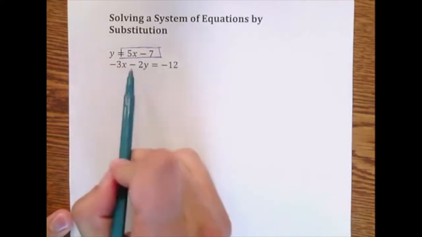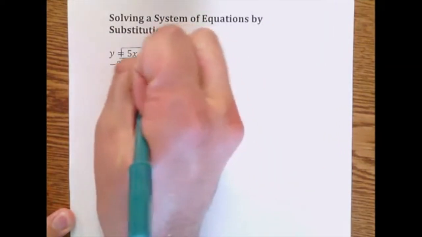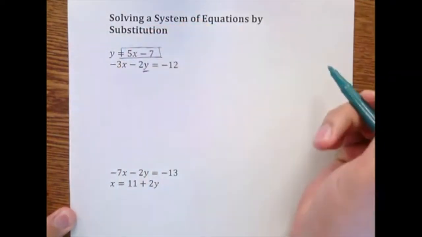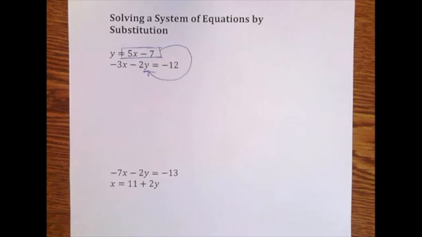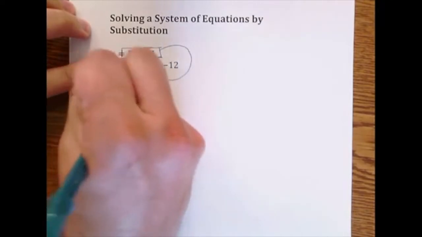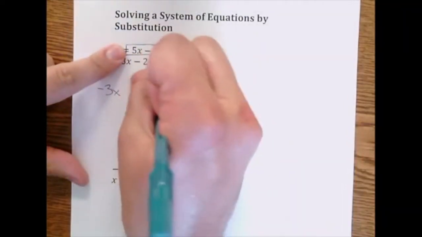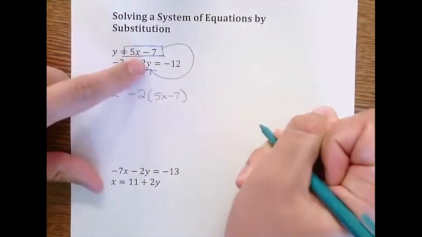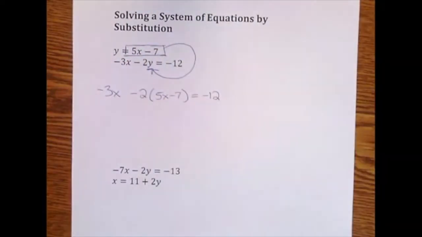So in my second equation, where I have negative 3x minus 2y equals negative 12, I'm going to replace this y with, instead, parentheses 5x minus 7. So this is going to be substituted or plugged in right there for y. It's almost like I'm taking both my equations and plugging them into each other to get one equation. So if I rewrite my second equation, I have negative 3x minus 2, and instead of the y, I'm going to put parentheses 5x minus 7 parentheses. So I replace the y with 5x minus 7, and this is equal to negative 12.